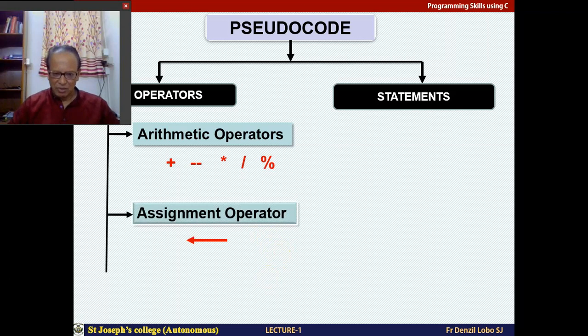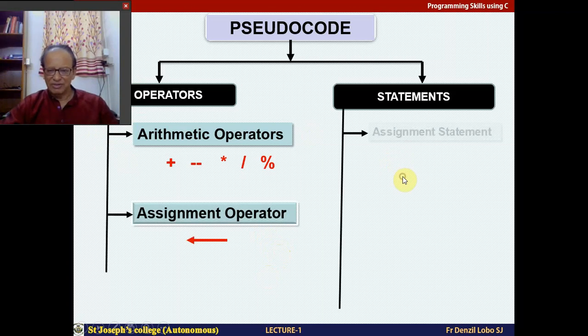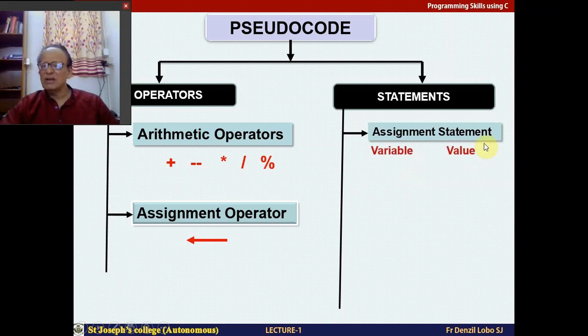Back arrow symbol, we will be using it in pseudocode. And we come to statements. Now, using these operators, we shall have 3 statements. The first of the statements is the assignment statement. An assignment statement is assigning a value to a variable using our assignment operator. This becomes an assignment statement.